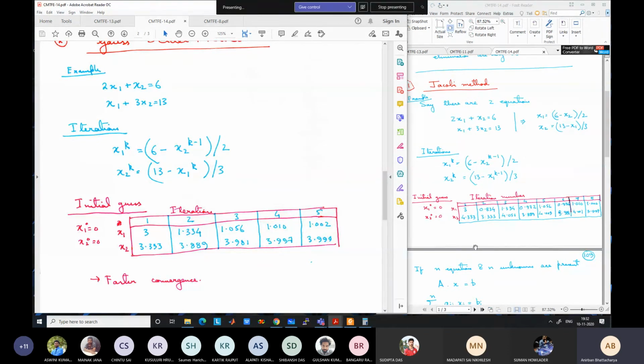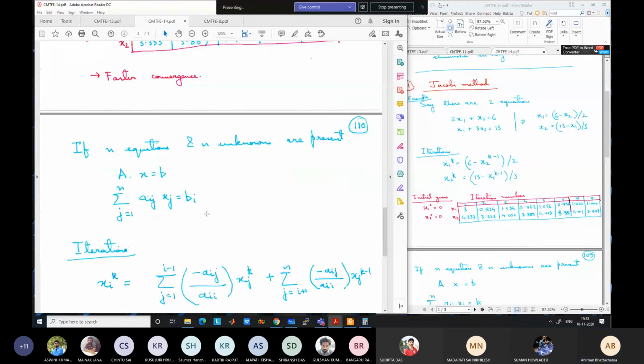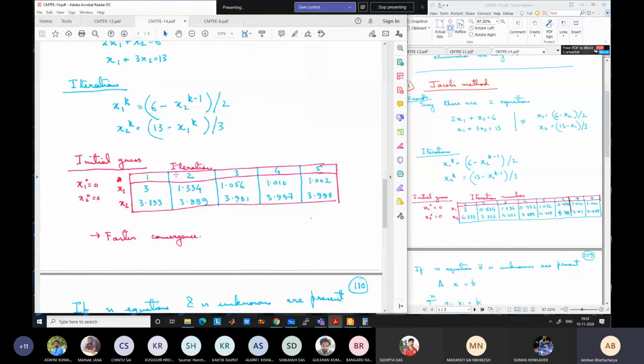So within 5 iterations, I have reached a value of 1.002 and 3.999, much closer to the actual solution. But if you compare this to the 5 iteration value for the Jacobi method, it was 1.056 and 4.009. Okay, so this is a much closer value. So convergence is faster in this case. There are some drawbacks we will study in the next class. It does not always converge.